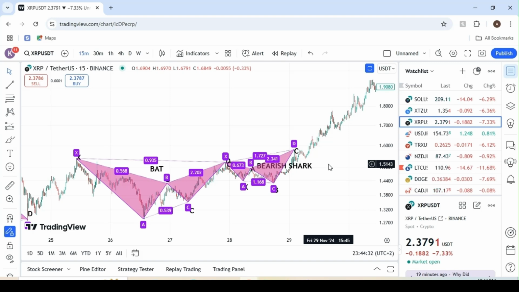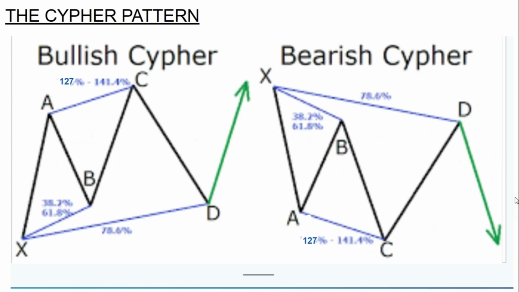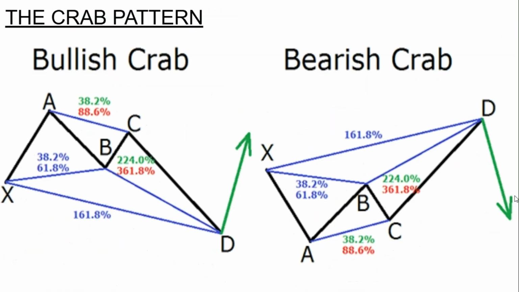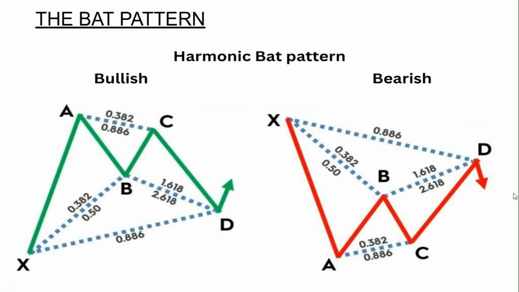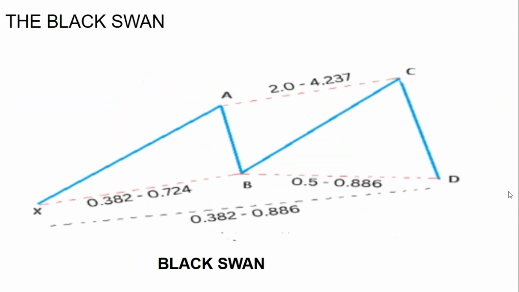Harmonic patterns are a powerful tool in financial markets, but they can be challenging to detect manually due to the effort required. This course removes that challenge by teaching you how to automate the detection and execution of trades with Python. In this course, you will discover the power of harmonic patterns in predicting market movements, learn what harmonic patterns are, why they are crucial, and how to identify various patterns such as Gartley pattern, Cypher pattern, butterfly pattern, the crab pattern, the deep crab pattern, the bat pattern, the alternate bat pattern, the shark pattern, the white swan, and the black swan pattern.